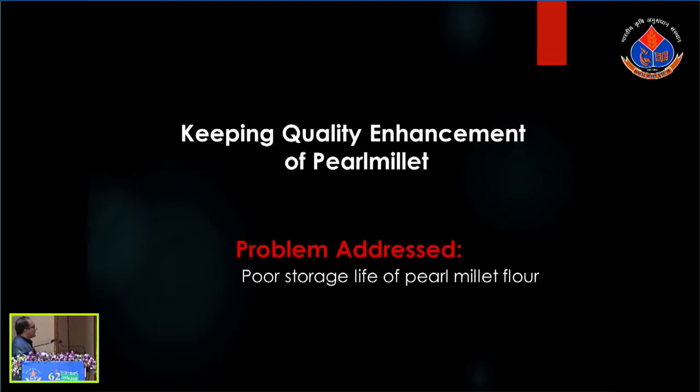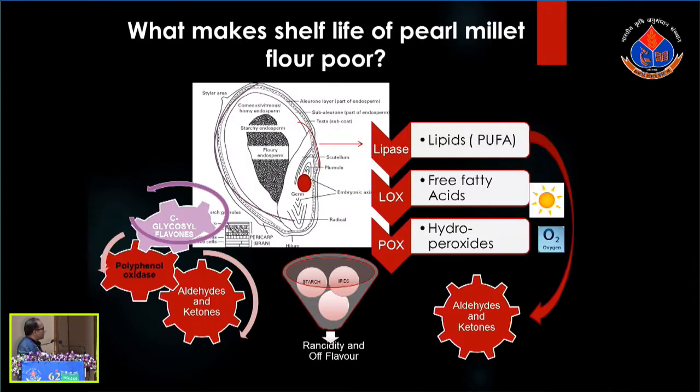And then, as I mentioned, the other parameter which we were addressing was the keeping quality enhancement of pearl millet. In this, the problem addressed was the poor storage life of pearl millet flour. As you all know, millet is a rich source of nutrients, but because of the poor quality of its flour, it is not being used in the multigrain atta. So this is the problem which has been addressed.